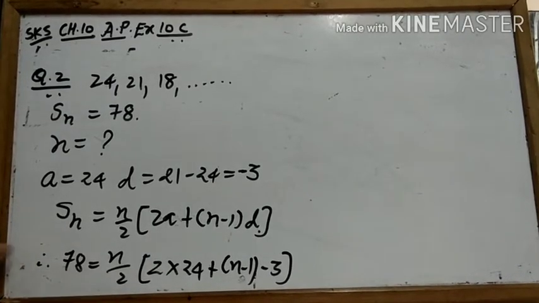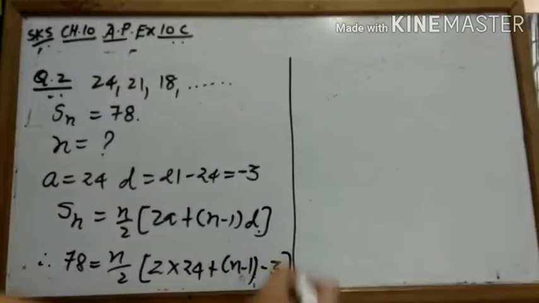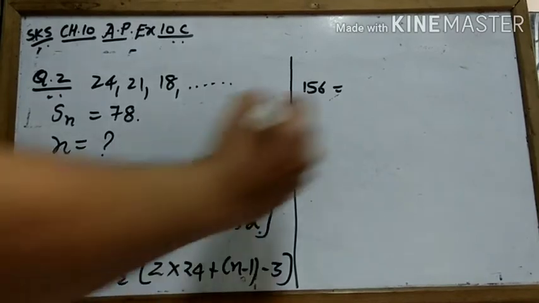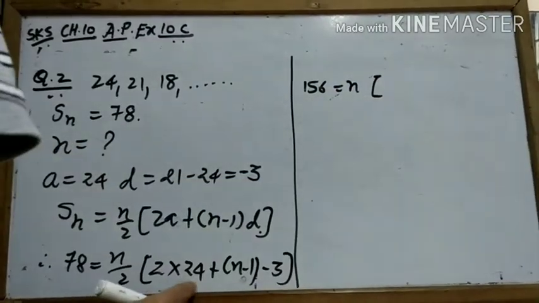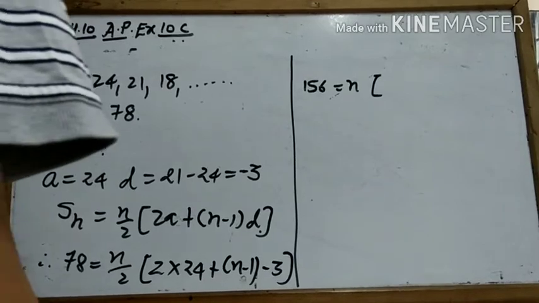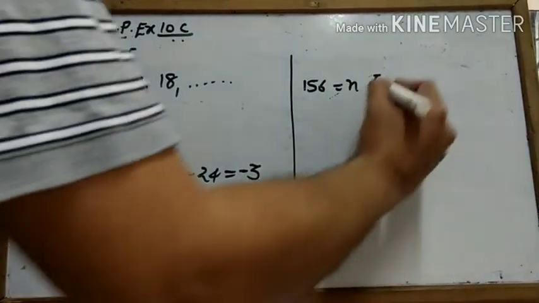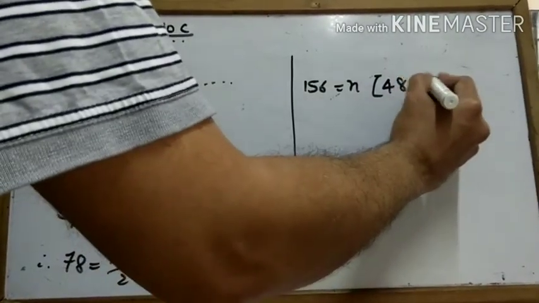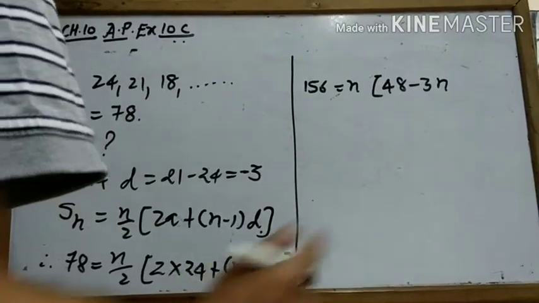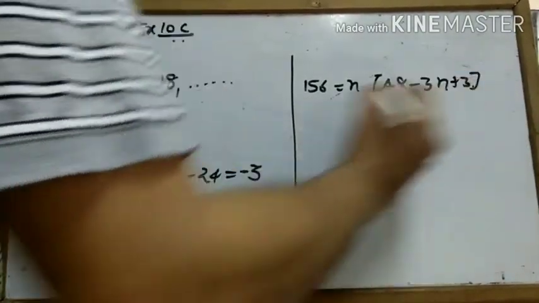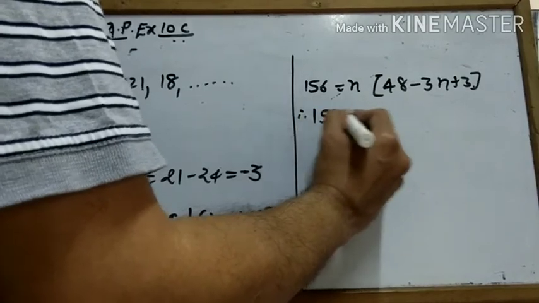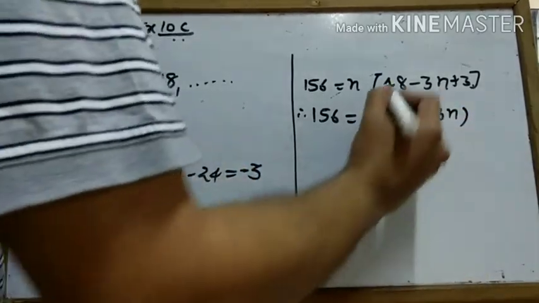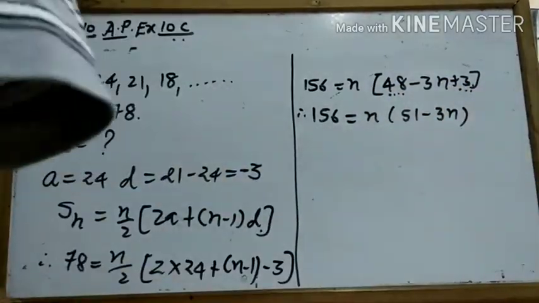I'll bring this 2 on the other side, so it will be 156 is equal to n times. 24 into 2 is 48. Negative 3 into n is negative 3n. Negative 3 into negative 1 is positive 3. So what we will get here is 156 equal to n into 51 minus 3n, since 48 plus 3 is 51.